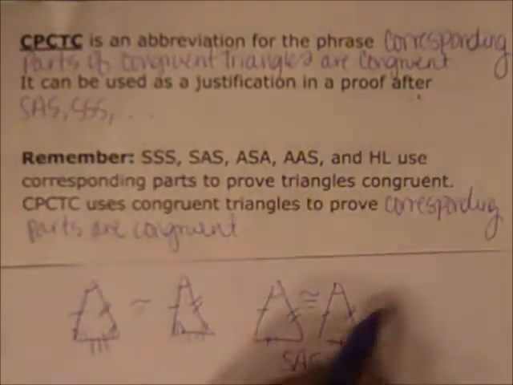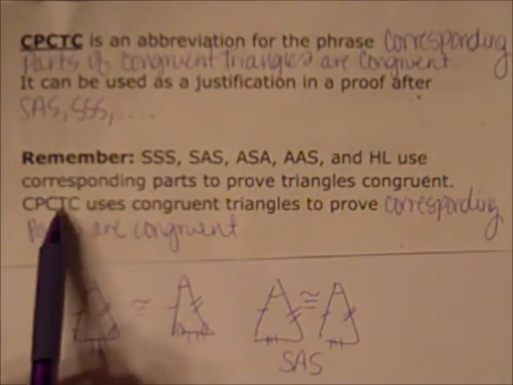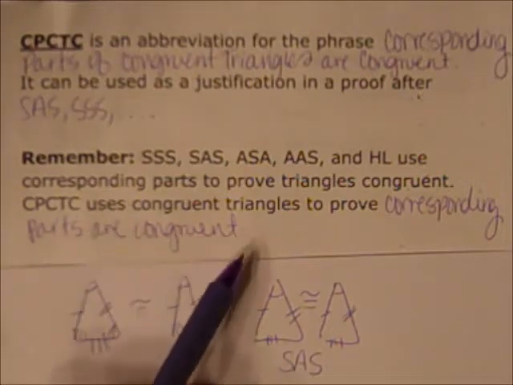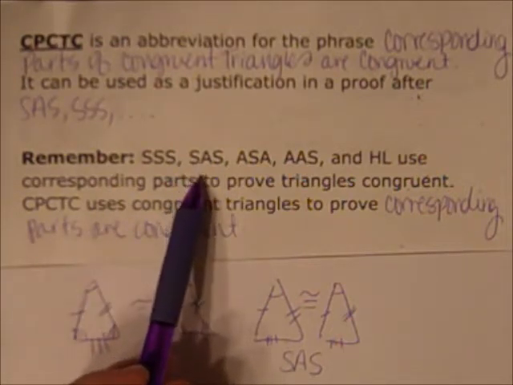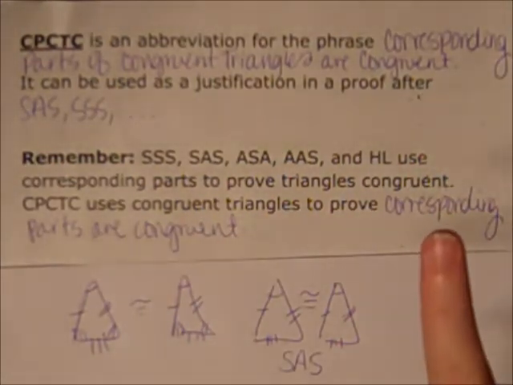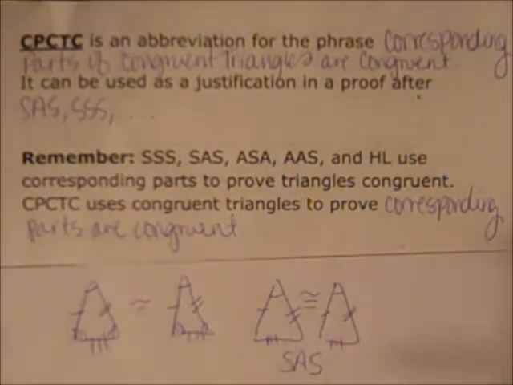Okay, and this is what this talks about here, and all it says is CPCTC uses congruent triangles to prove corresponding parts are congruent. So with the ones we've been doing in 4.4 and 4.5, we use the pieces to prove the triangles are congruent. Now we're kind of going to go backwards. We're going to use the triangles to prove the pieces are congruent.